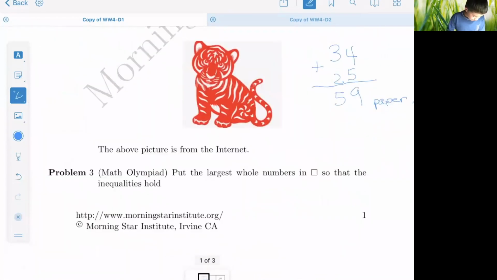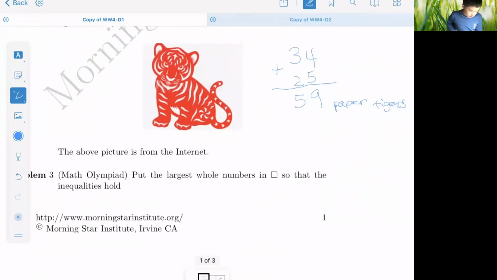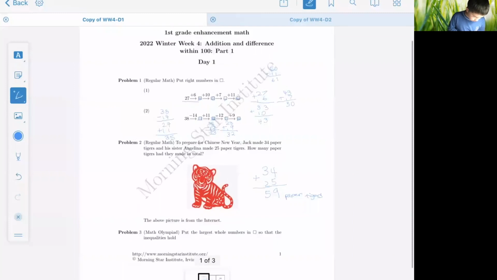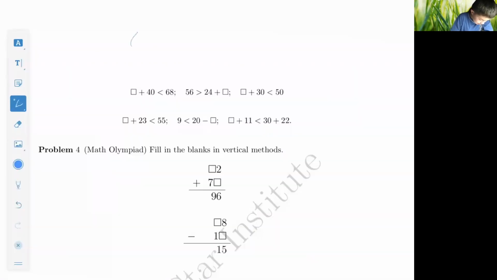For question number 3, it asks us what the largest whole number in the blank is so that the inequalities hold. For this question, we could say 68 minus 40. 8 minus 0 equals 8. 6 minus 4 equals 2, so 28. Now, if the blank is 28, then both sides are equal, but we want the left side to be less than 68. So we must have 27 because 27 is the greatest whole number before 28.